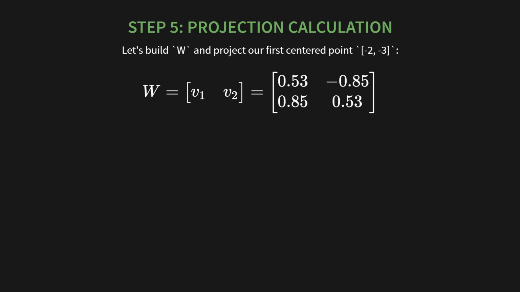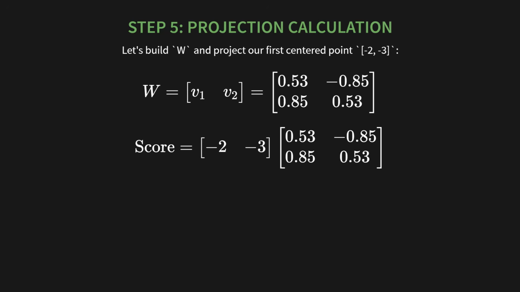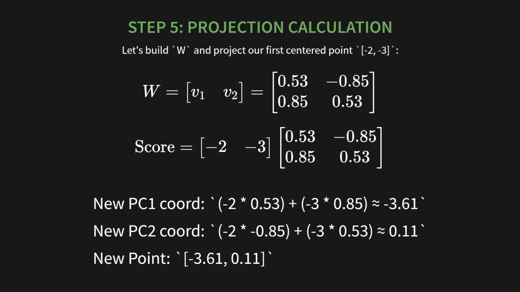You can see W is just our two eigenvectors, v1 and v2, as columns. We multiply the point, negative 2, negative 3, by this W matrix. The new PC1 coordinate is negative 2 times 0.53 plus negative 3 times 0.85, which is about negative 3.61. The new PC2 coordinate is negative 2 times negative 0.85 plus negative 3 times 0.53, which is about 0.11. So our new point is negative 3.61, 0.11. We just repeat that for every point.